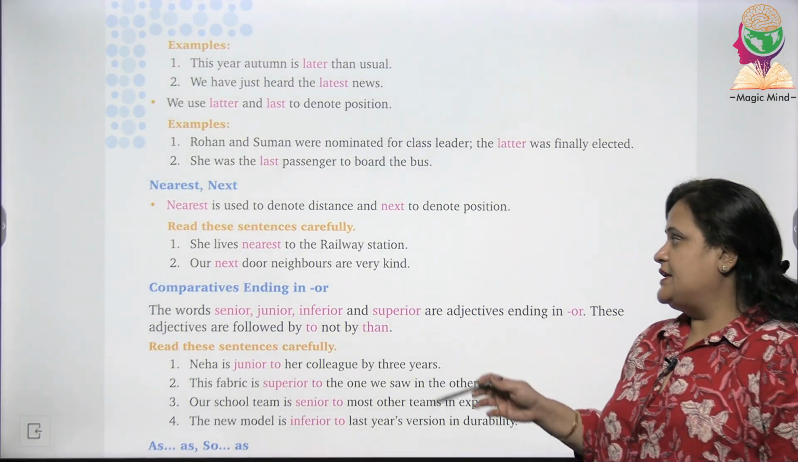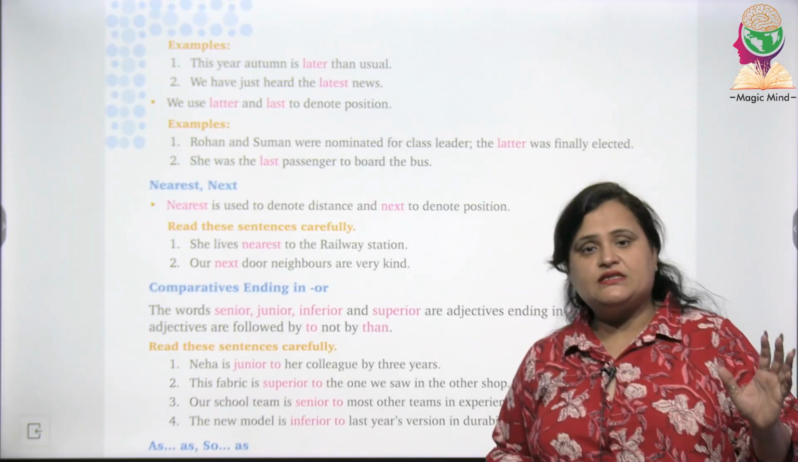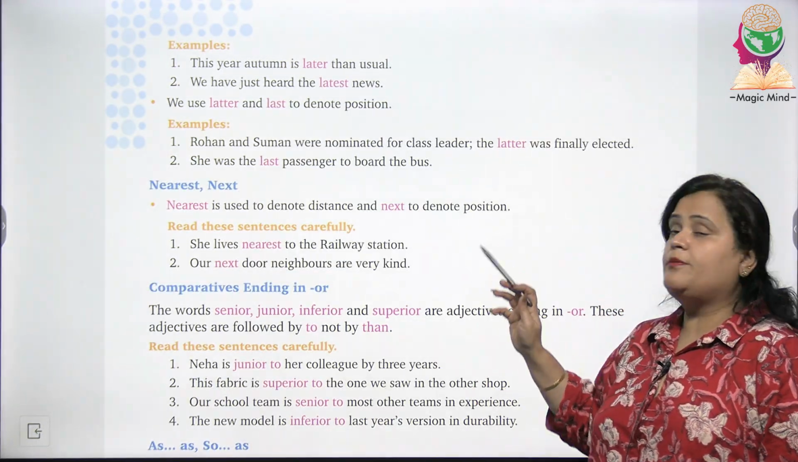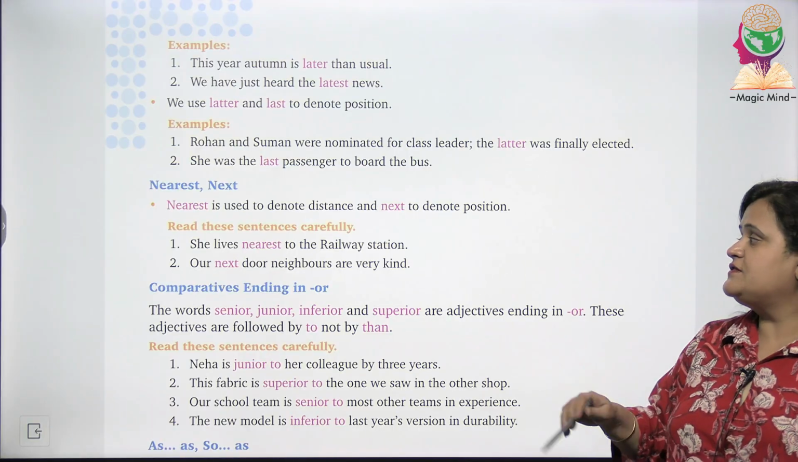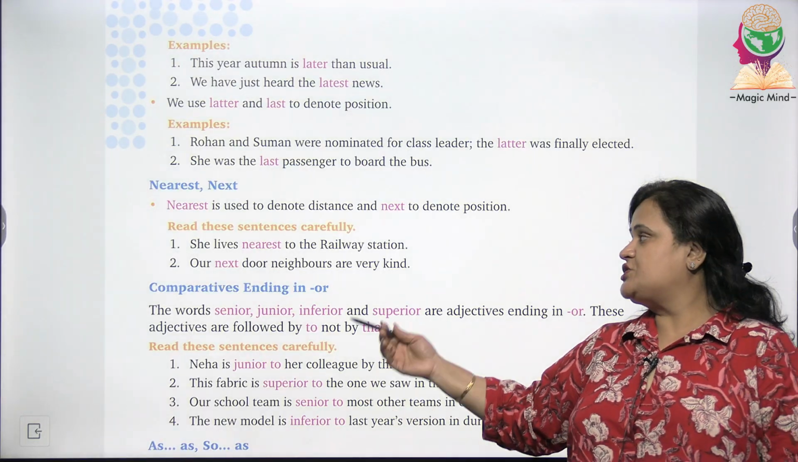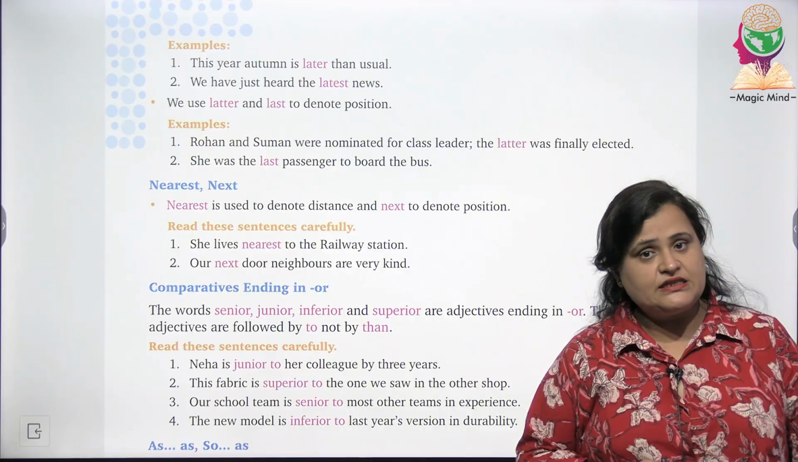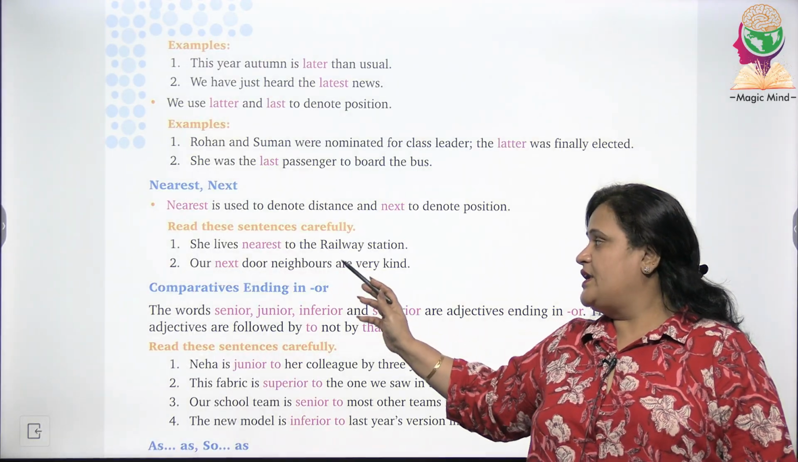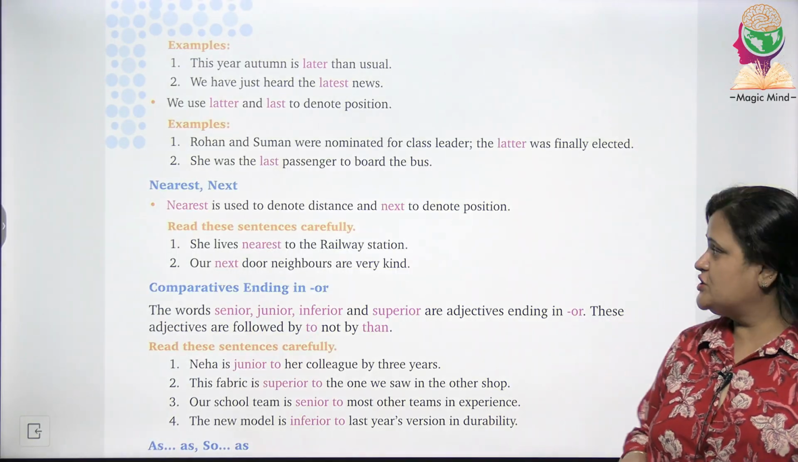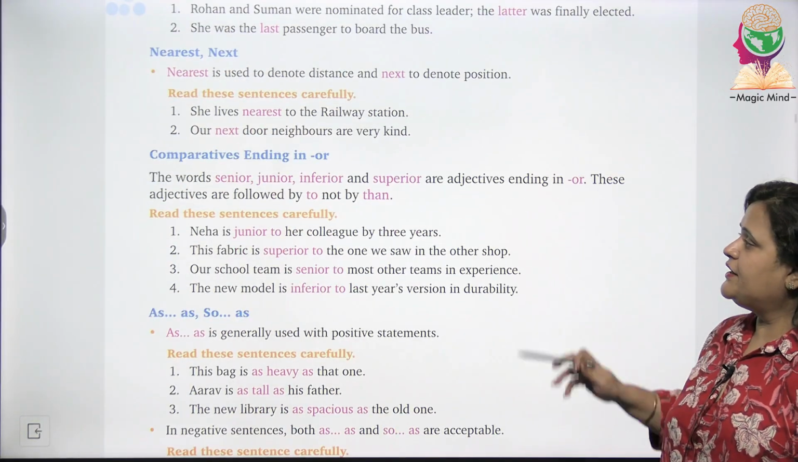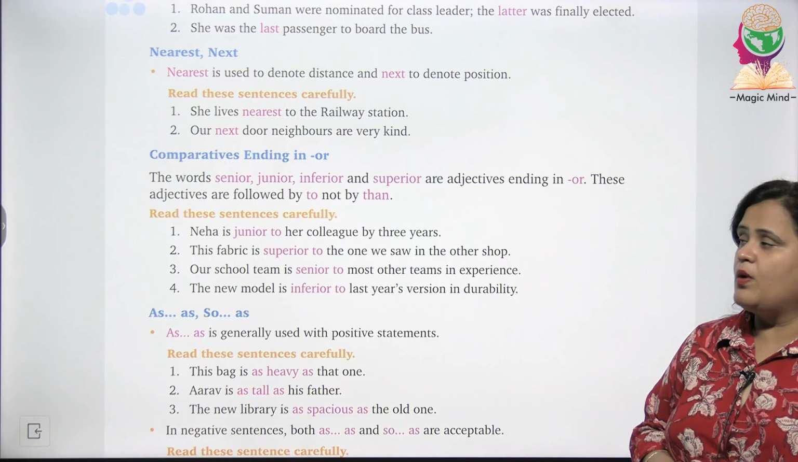Nearest or next. Nearest is used to denote distance and next to denote position. She lives nearest to the railway station. So इसने बताया distance. Our next door neighbors are very kind. ये position बताता है.